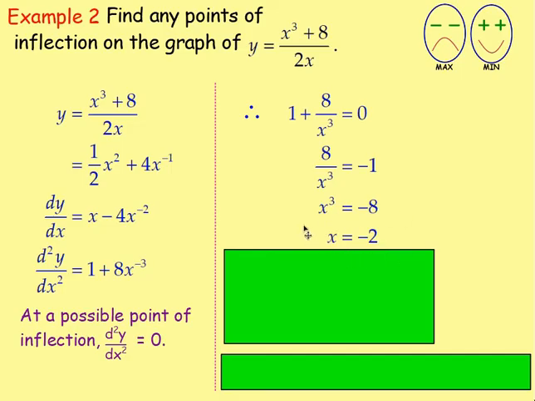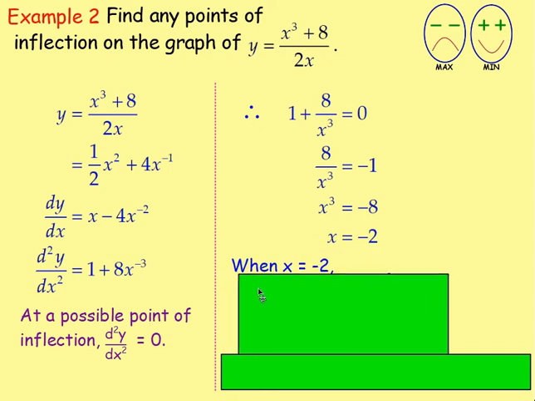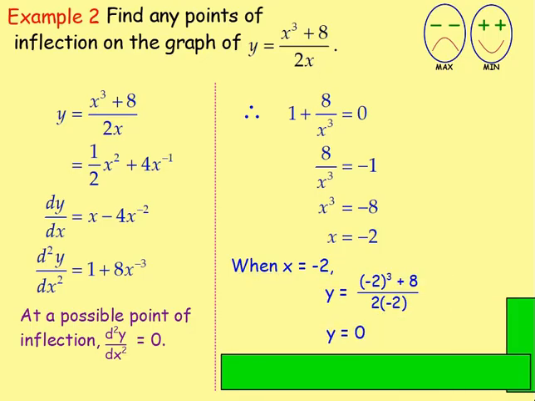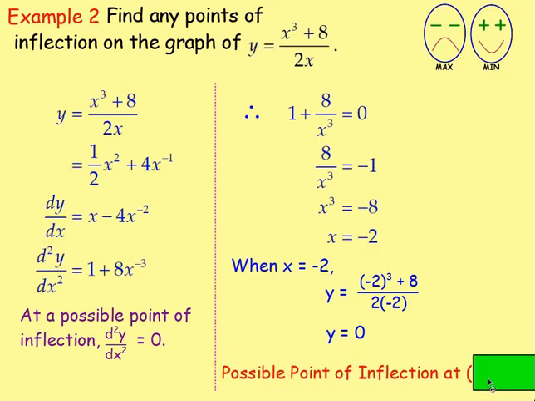Once again, if it's asking for a point, let's get the y value as well. So when x is negative 2, let's sub that into y equals x cubed plus 8 over 2x. And we end up getting, what do you get? 0. Perfect, you end up getting 0. Which means then that there is a possible point of inflection at negative 2, 0. Once again, I'm saying a possible point of inflection. Just because that second derivative is equal to 0, it doesn't necessarily mean it is going to be a point of inflection. It could also be a maximum or a minimum, and you need to test the concavity.